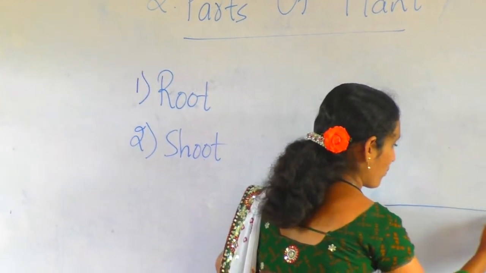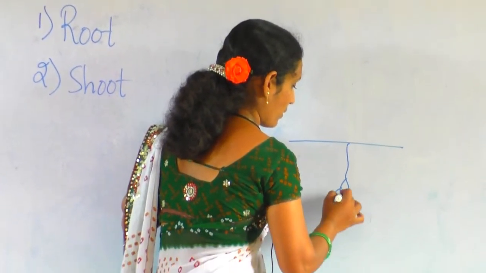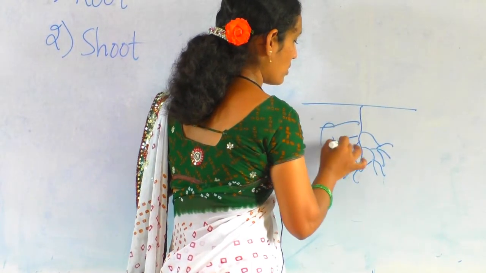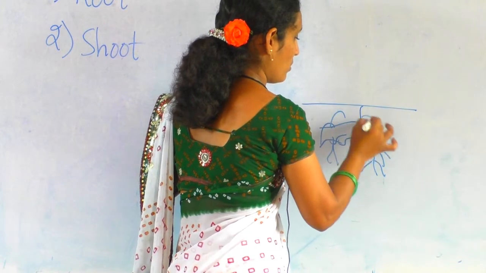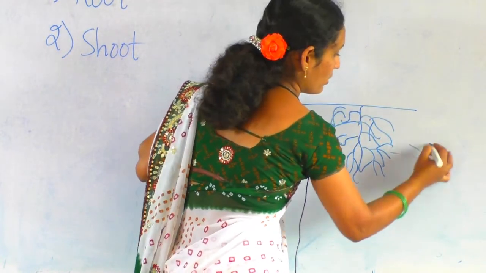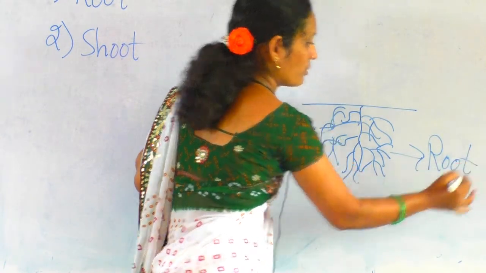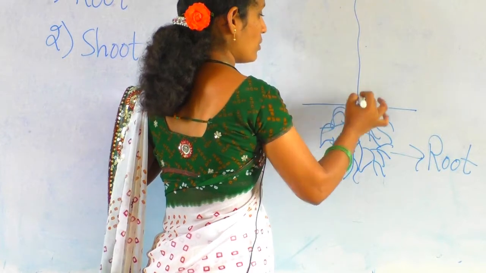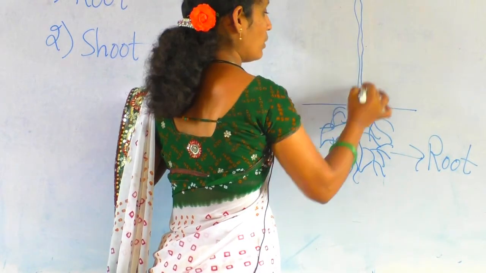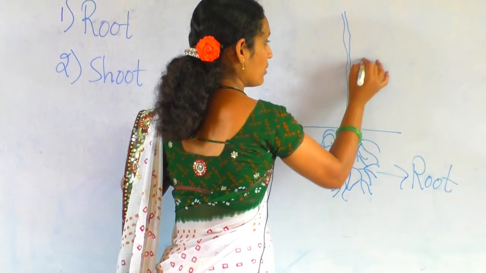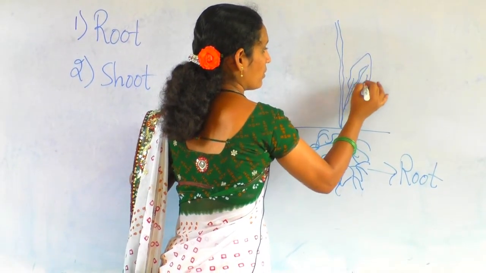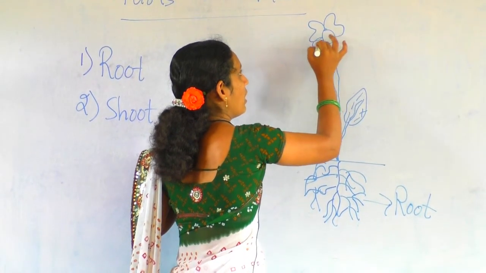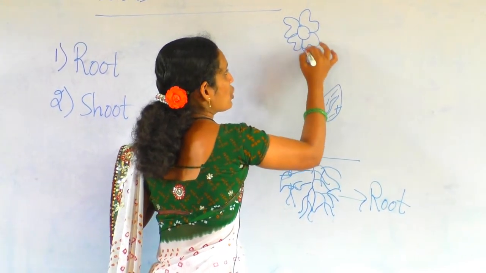See. This is a root, right? This is the root part. Shoot. Shoot means upper part. Okay. This is the upper part. The upper part of the plant we call it as shoot.